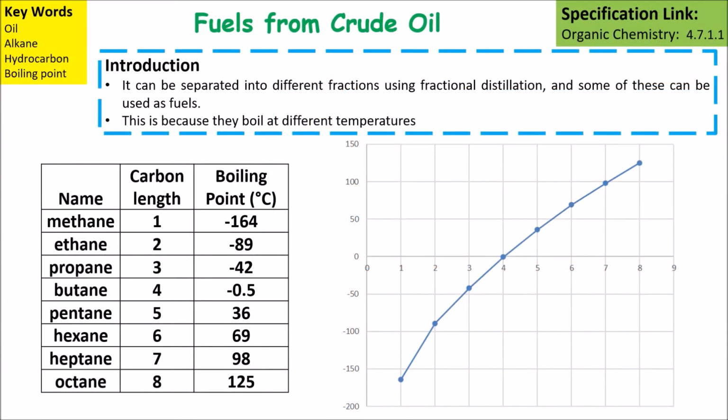So if we go and look at this graph, that shows how the boiling point of the hydrocarbon changes with length. So something like methane with only one carbon would have a very low boiling point. However, once you get up to octane that has 8 carbons, then you're looking at a relatively high boiling point in comparison.